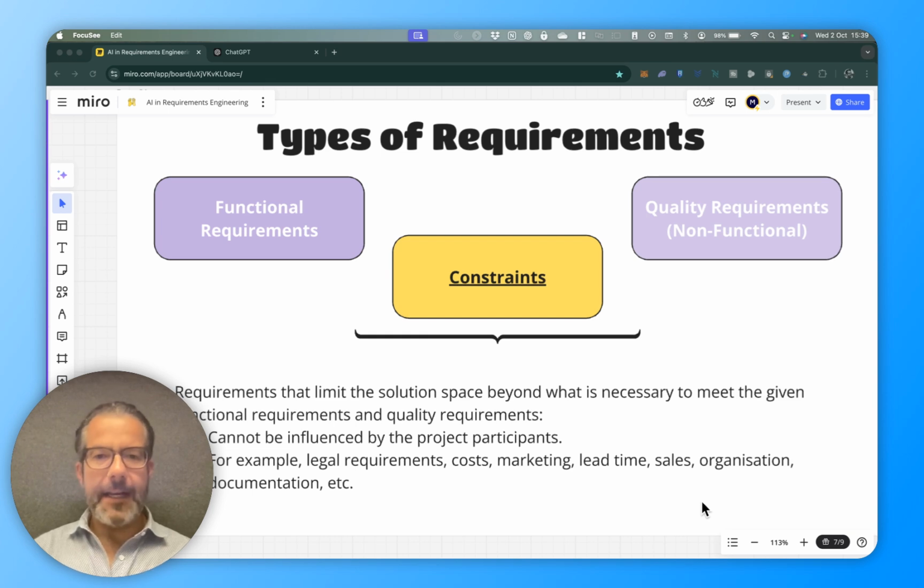Basically, constraints are anything around your project that you cannot influence as a team, but you have to adhere to. They limit the solution space, so they limit the way you can solve things and what is in scope for you. For example, these could be any sort of cost restriction, budget, timing, sales, organizational, documentational, or also legal requirements and compliance topics.